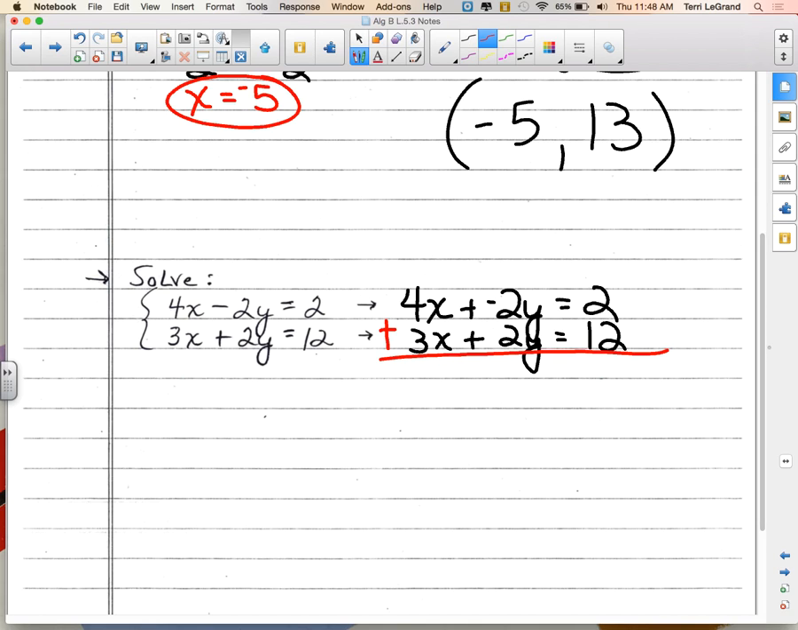Oh, wait a minute. Before I make that decision, I should ask myself: are the A's opposites? No. It's 4 and 3, are those opposites? No. How about the B's? Yes. Okay. Well, if the B's are opposites when the A's aren't, that's a good deal. We can go ahead and do our adding. Okay. Go ahead and solve this problem, please.